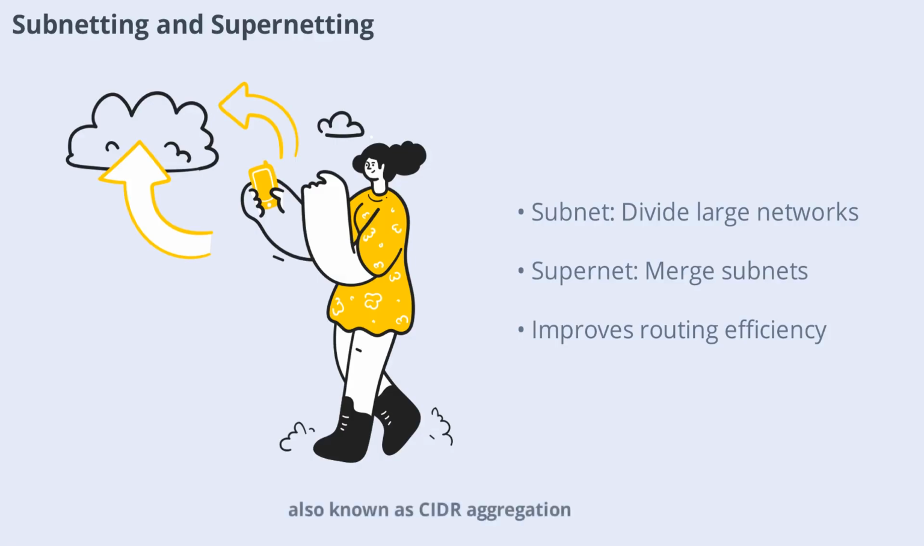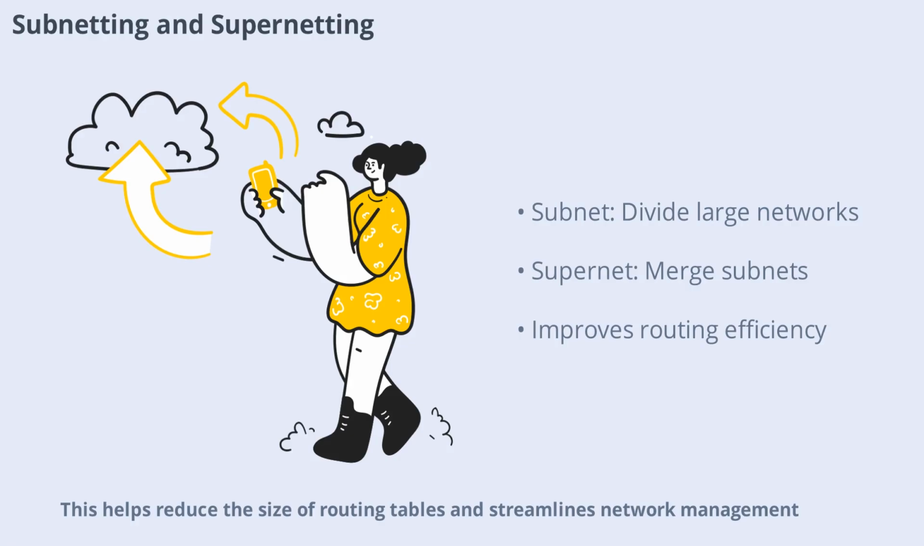Supernetting, also known as CIDR aggregation, is the opposite. It merges multiple smaller subnets into a larger network. This helps reduce the size of routing tables and streamlines network management. For instance, combining 192.168.00.24 through 192.168.30.24 creates a single 192.168.00.22 supernet, making things simpler for network administrators.